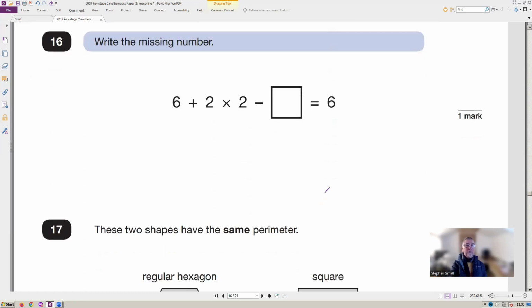Write the missing number. 2 times 2 is 4, plus 6. Well, I could just take the 6 off of both sides. I could see that I've got 4, so I must minus a 4 from here. Is that right? Just check. 2 times 2 is 4, minus 4 is 0, 6 and 6. Yeah, that's right. Okay.